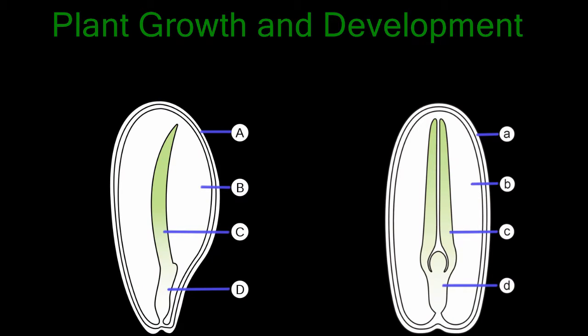These two diagrams show a cross-section of two different seeds. The letter A points to the protective seed coat. B points to the nutritive endosperm. D is pointing to the embryo. The seed contains one or two modified leaves, or cotyledons, marked by the letter C. Cotyledons contain stored nutrients that help to nourish the embryo as it grows.